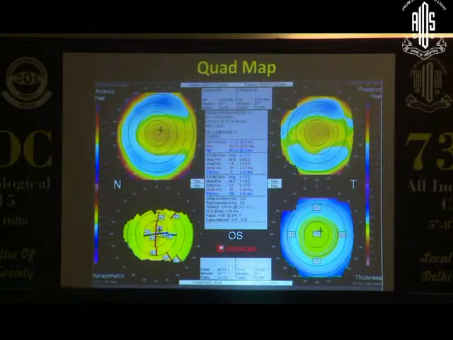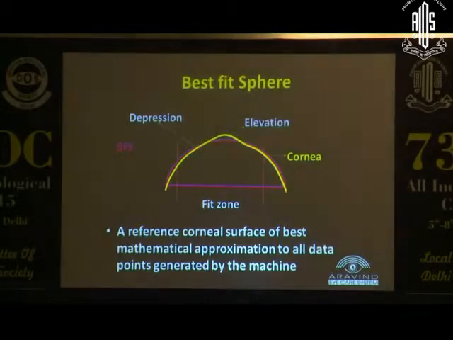The anterior float map is on the upper left side, and the upper right is the posterior float, or the back surface of the cornea. The lower left is the keratometric map, representing a with-the-rule astigmatic cornea, and the lower right is the pachymetry map, which shows the pachymetry from the thinnest point to the 7 millimeter zone, at 645 microns at the 7 millimeter zone.